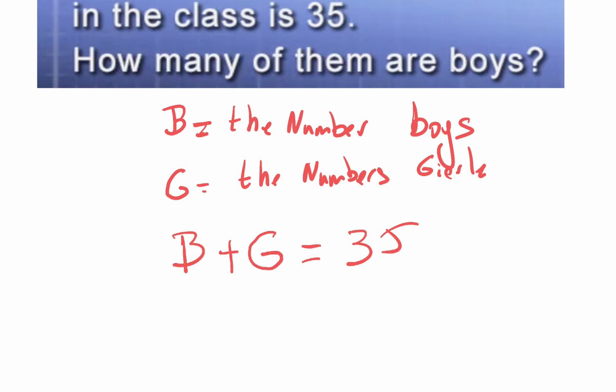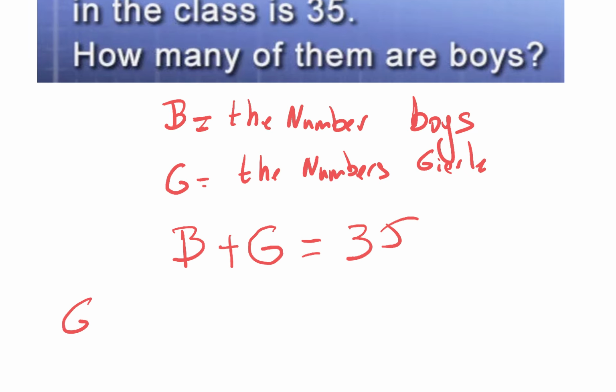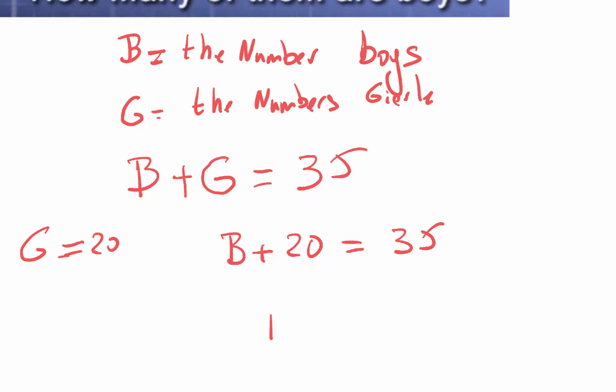If they tell you that the girls are 20, from the 35 students, 20 are girls, you may write this equation: B plus 20, the girls, equals 35. So now you will think, who is B? B is the number that when I add it to 20, I get 35. How much is B? 15 boys. 15 boys in this case.